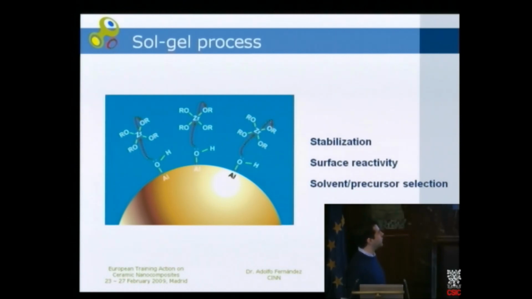And for this process to be successful, it's necessary to take into account three features. The solid particle suspension must be well stabilized in order to avoid the presence of agglomerates, because if not, you are going to cover the agglomerate and not the particle itself. It's necessary also to control the surface reactivity of this particle by adjusting, for example, the pH conditions. And it's necessary to choose the suitable solvent and precursor for promoting this type of reaction.